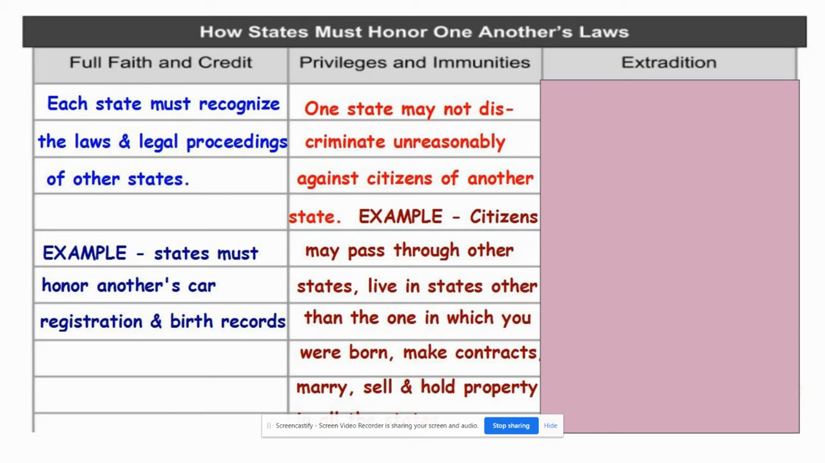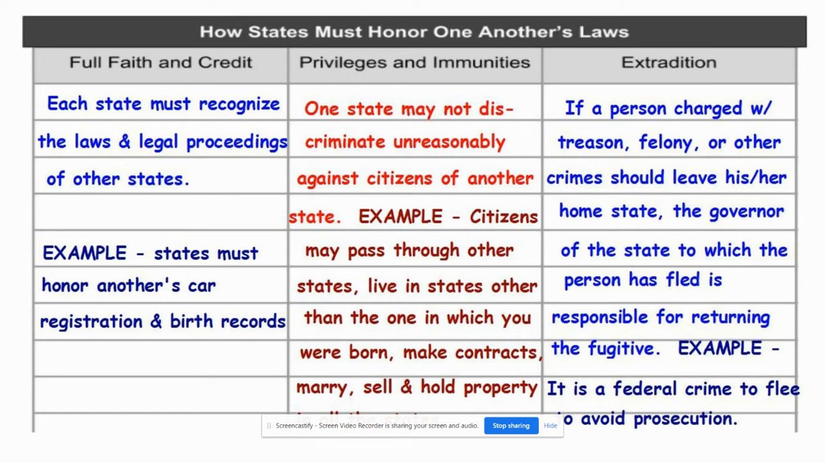Extradition, on the other hand, has a lot to do with criminal proceedings. And so, what this basically means is that if a person is charged with crimes like treason or a felony, or other kinds of crimes, and they leave their home state, the governor of the state to which the person has fled is responsible for returning that fugitive. So when you flee your home state for another state, that is basically a federal crime because you're avoiding prosecution, and hence you might have taken something that might have been, I don't want to say a minor situation, but you've elevated it, obviously, by leaving the state and going elsewhere.